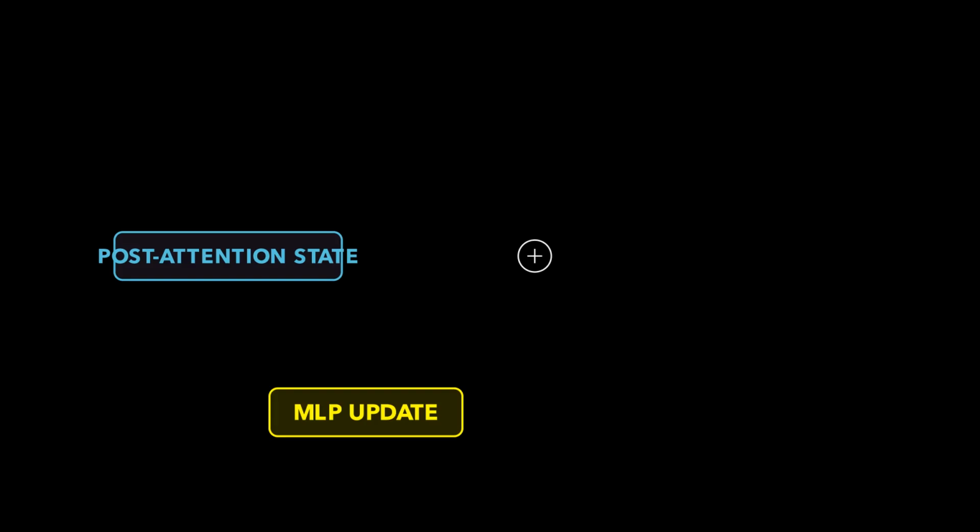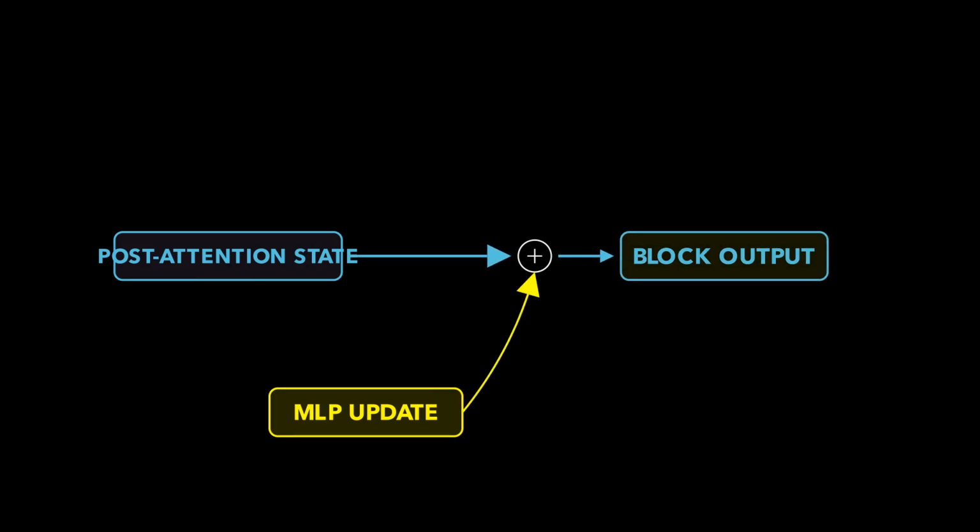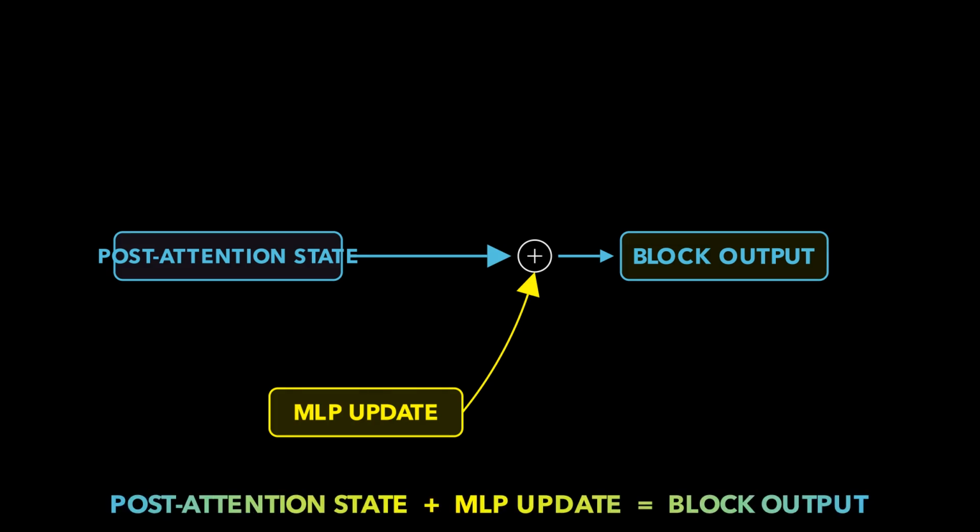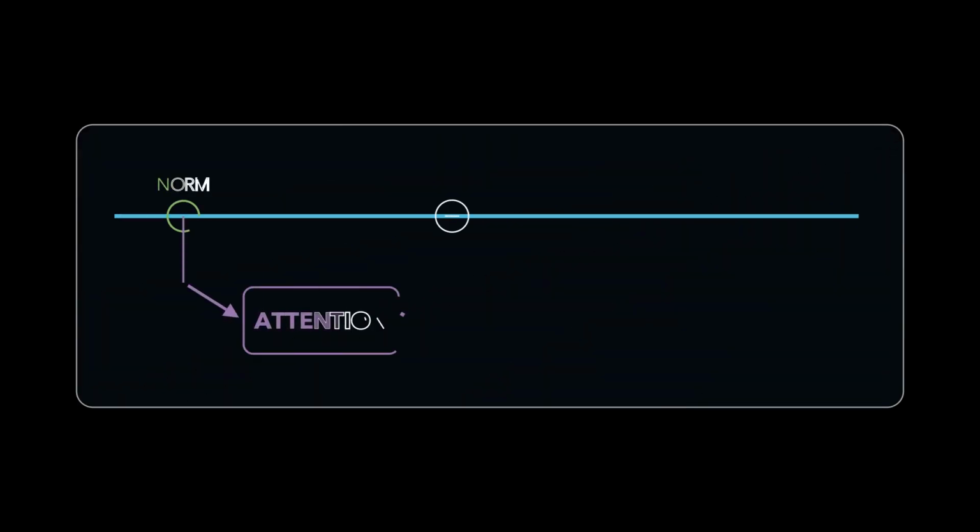The workshop produces a yellow update. Once again, that update is not allowed to erase the running state by default. The post-attention state takes another direct route. The MLP update travels through the workshop. At the exit, the two are added. Post-attention state plus MLP update gives the output of this block.